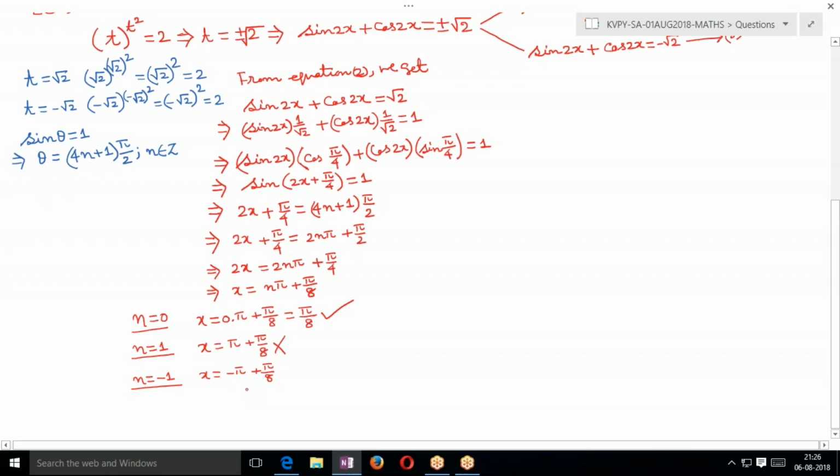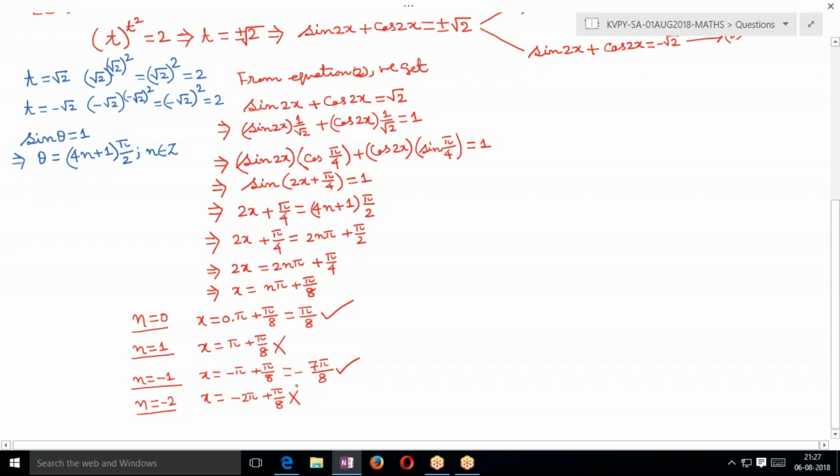When n equal to minus 1, we get x equal to minus pi plus pi by 8, which is minus 7 pi by 8. It is in between minus pi to plus pi, and this is an acceptable solution. As n equal to minus 1 succeeded, you should do n equal to minus 2. For n equal to minus 2, we get minus 2 pi plus pi by 8. Obviously, we need not simplify further. We see this is not in between the closed interval minus pi to plus pi, so this is not an acceptable solution.